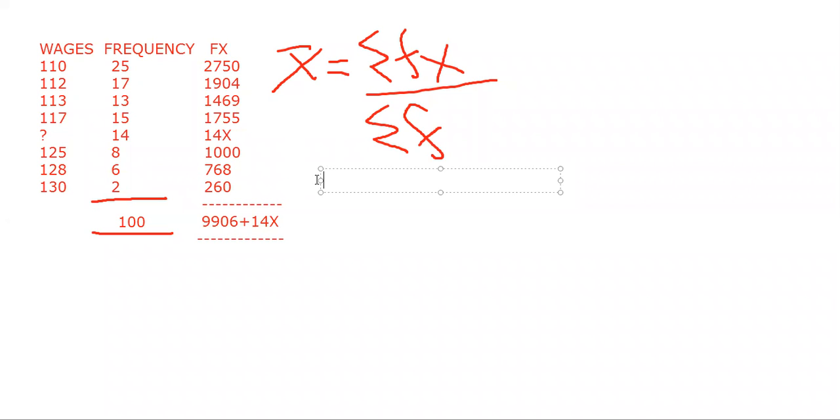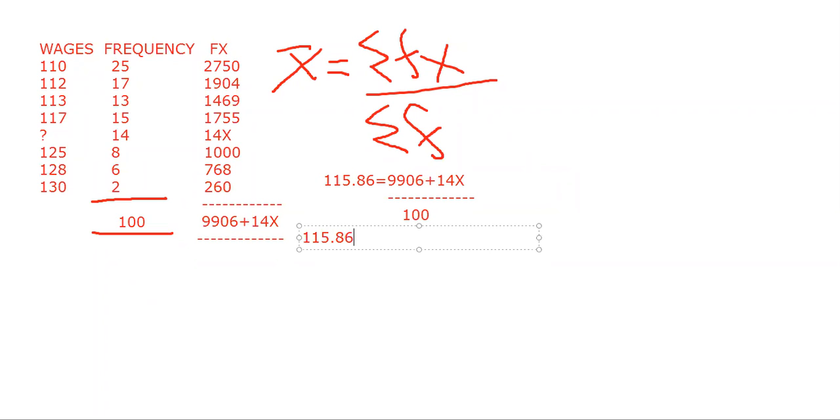Mean is given in the question, 115.86, that is already given in the question, is equal to summation fx, हमें already पता है 9906 plus 14x, हमने निकाला था अभी, divided by summation f, that is 100. आ गई मेरे पास equation. I got the equation. Now it becomes very simple to compute further.